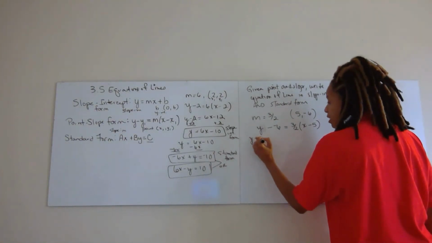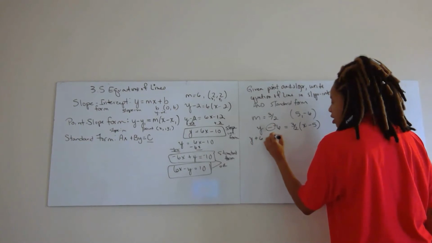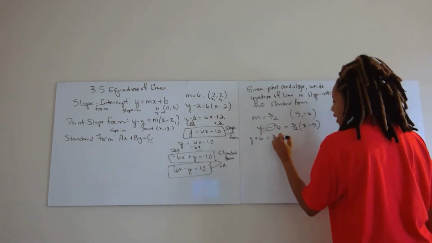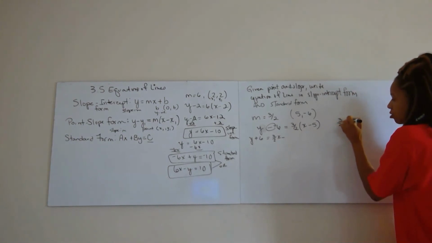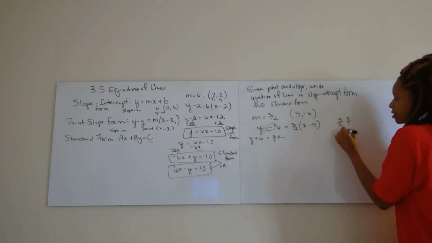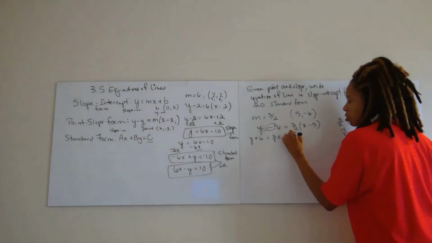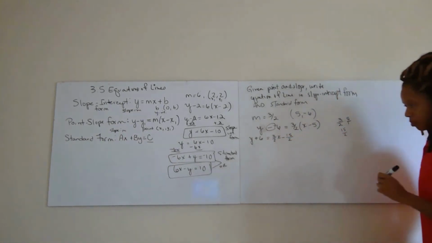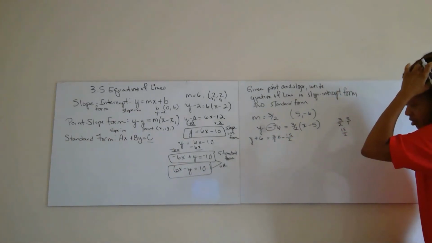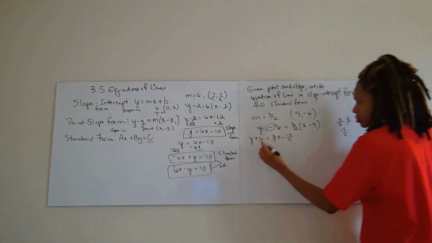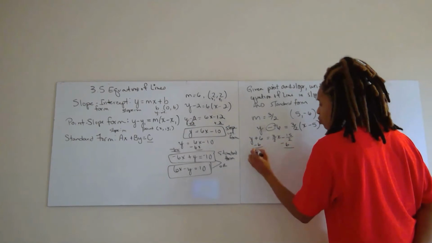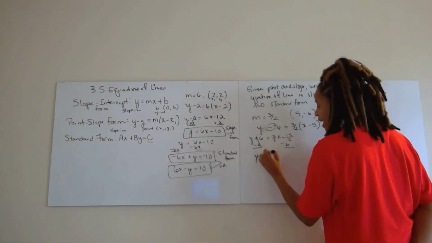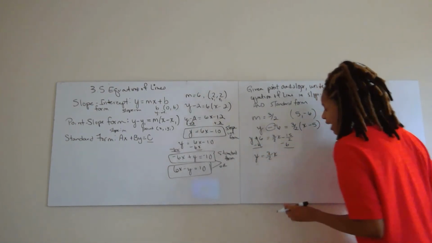So y plus 6, double negative, equals 3/2x minus... so 3/2 times 5. Remember, you don't want mixed numbers, so make sure you write it in improper fraction form. I'm trying to get slope-intercept form, so I have to get my y isolated. Do not be afraid of the fractions. You have a calculator.